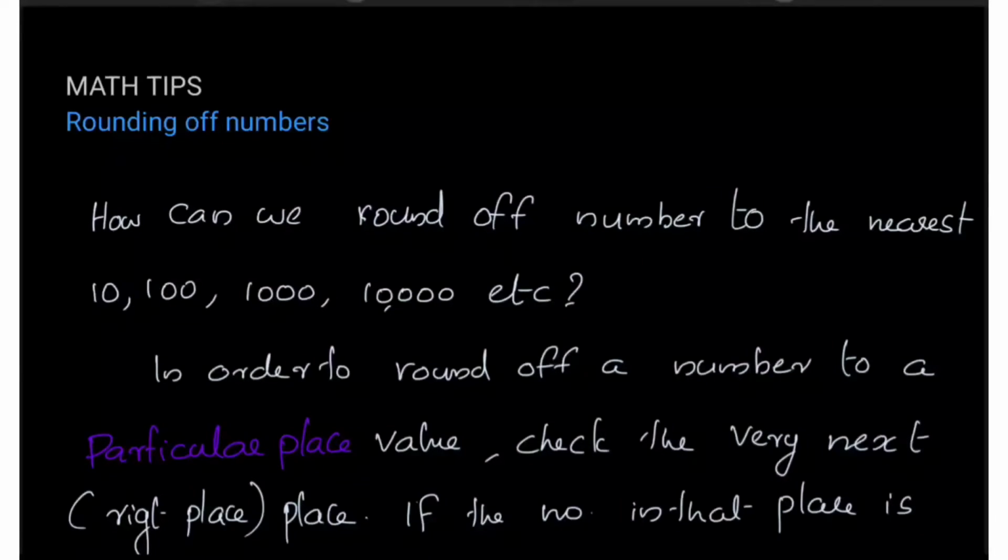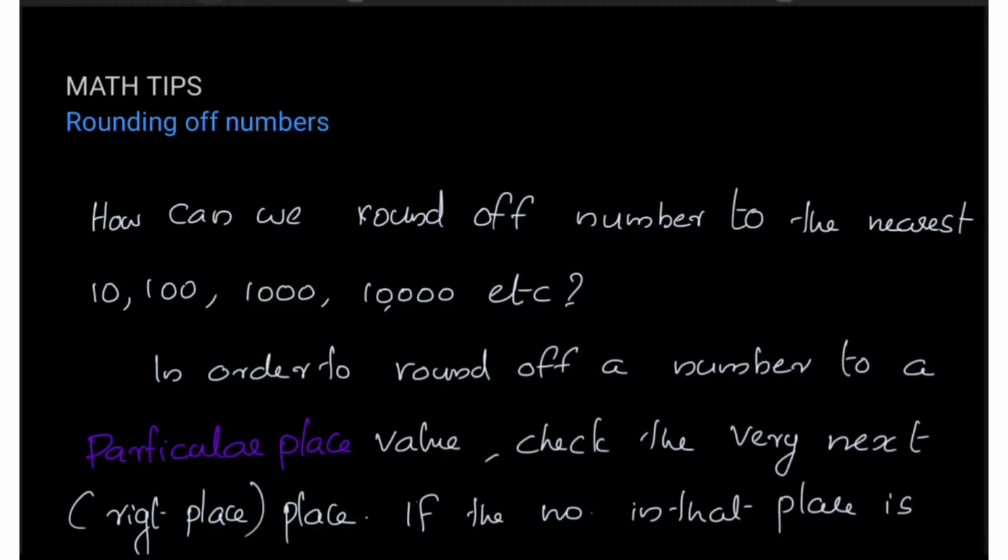Today I'm going to discuss another simple technique, that is how can we round off a number to tens, hundred, thousand or 10,000 place. This is a very simple technique and you can round off a given number within 2 seconds. So let's watch the video and understand the technique.